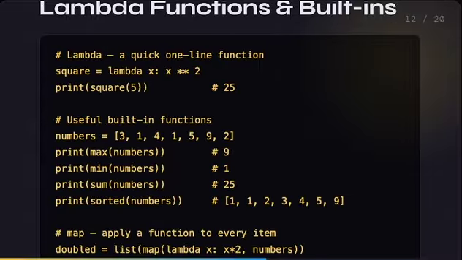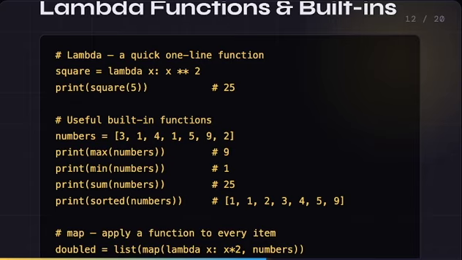Lambda functions are small, anonymous, one-line functions. Instead of writing a full def block, you use the lambda keyword, followed by parameters, a colon, and the expression to return. They are useful for short operations you only need once.